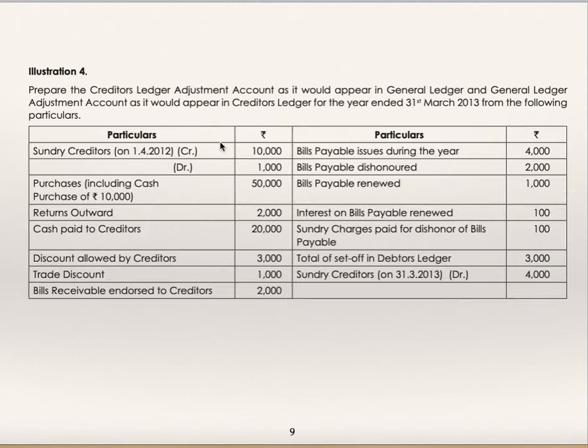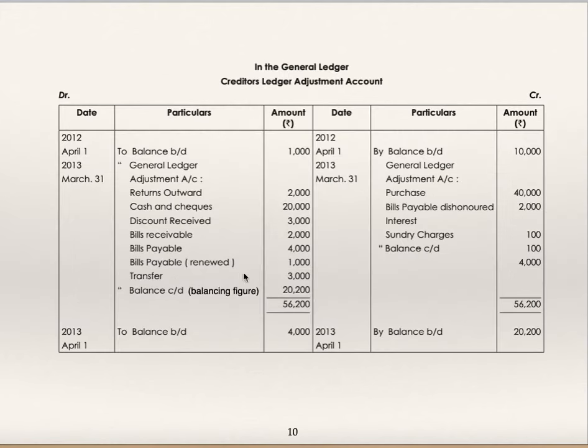Total of set off in debtors ledger. Set off in debtors ledger, that is transfer from debtors ledger to creditors ledger, or set off. Only one entry is passed: creditors ledger adjustment account debit to debtors ledger adjustment account. So this is to be debited in creditors ledger adjustment account 3,000. Transfer 3,000.